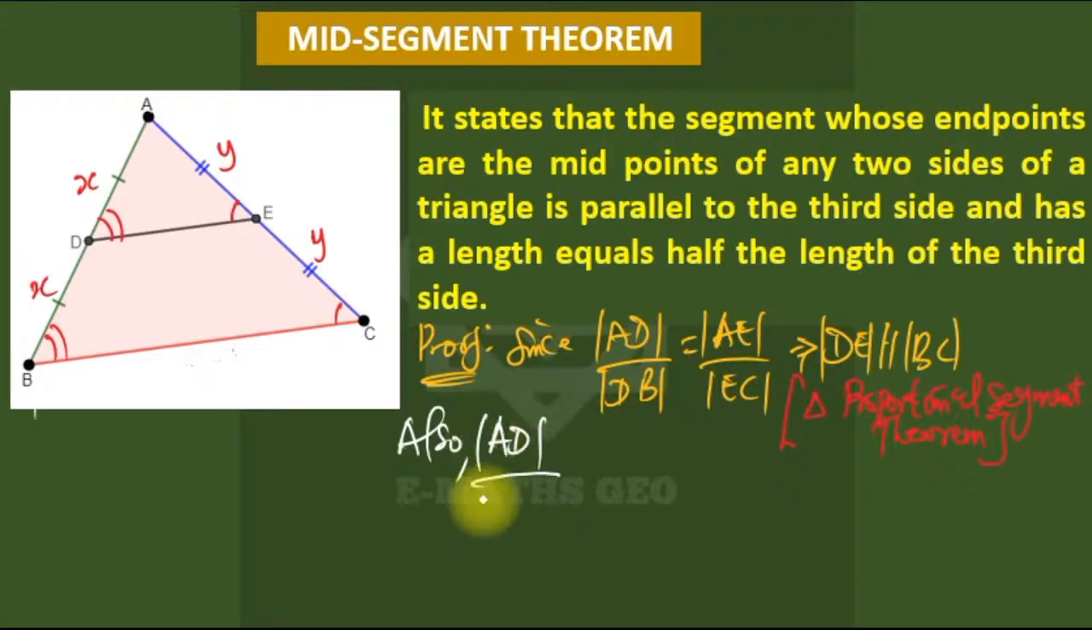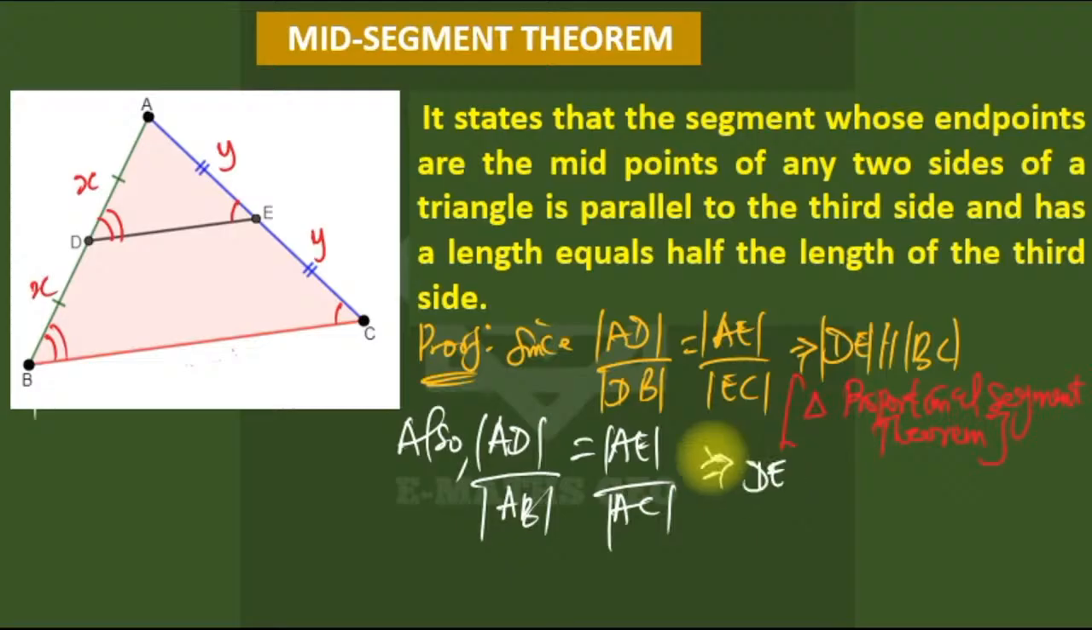AD over AB must be equal to AE over EC. Yes, since AD over AB is equal to AE over AC, because they will give us half, this implies that the ratio of the sizes will be 1:2. So automatically DE must be half of BC.